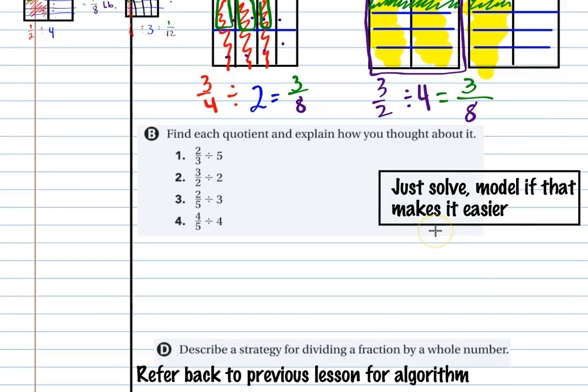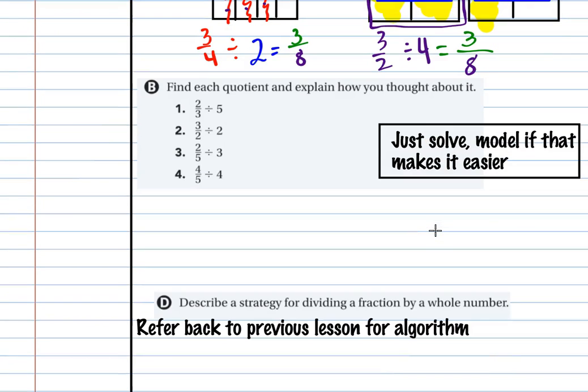Okay, part B, find the quotient and explain how you thought about it. Most of you will probably remember the algorithm that we did before. Keep it, switch it, flip it. So 2/3, and then divide by 5/1. I'll keep it. 2/3 times 1/5, and then multiply: 2/15. That's question 1.